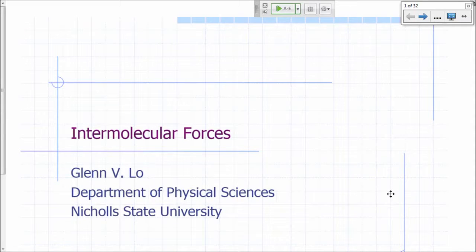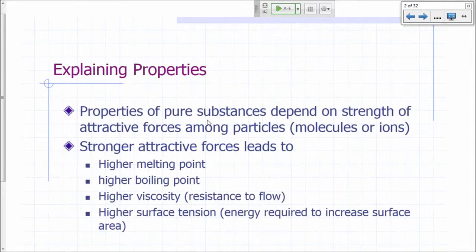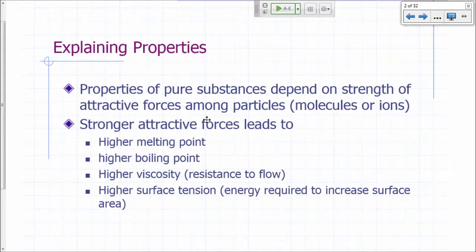Right, so intermolecular forces. Intermolecular forces refers to the forces due to interactions of molecules, and the reason we're interested in those is that they're useful for explaining properties of substances.